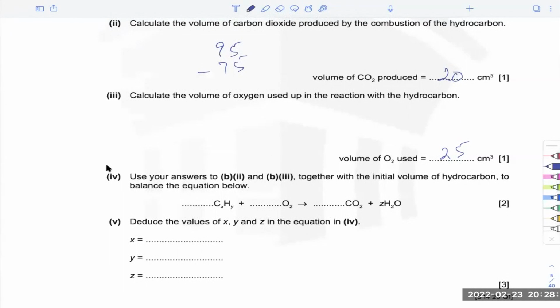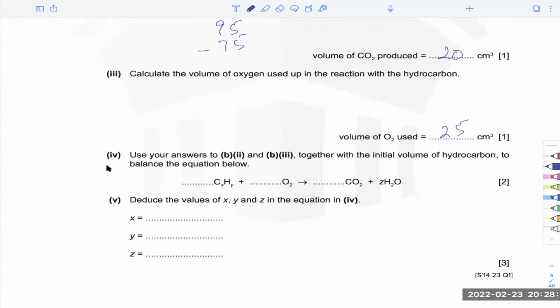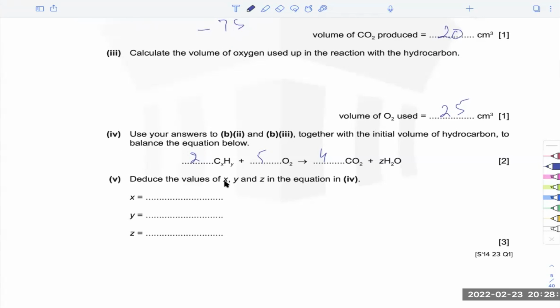Mole ratio dekh lete hain. I'm using 25 of oxygen with 10 of this to use 20 of carbon dioxide. So mole ratio क्या होगी? 1, इसको simplify कर लेते हैं, 5 से divide कर लेते हैं सबको. So that gives me 2, 5, and what was this? 2. What was this? 20 नहीं था? 2, 5, 4. Okay. Did you use the value of x, y, and z in the equation?